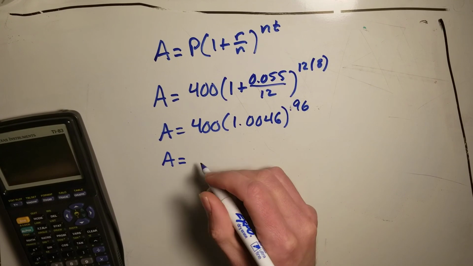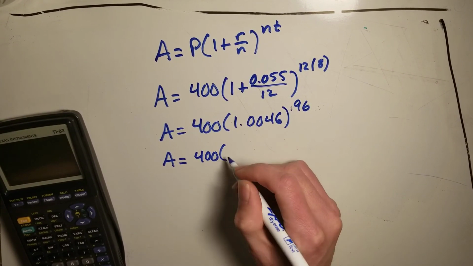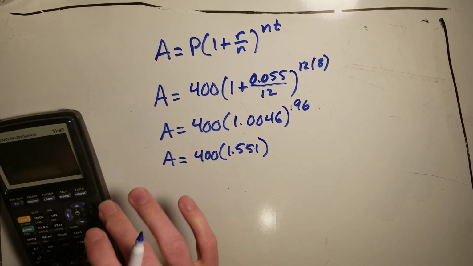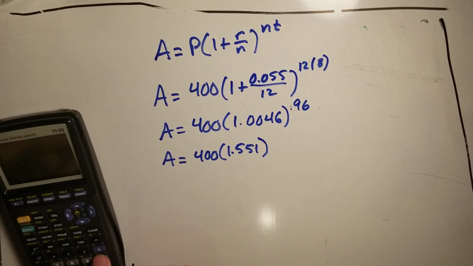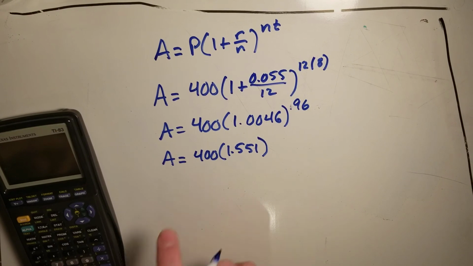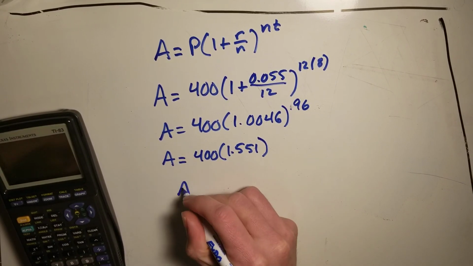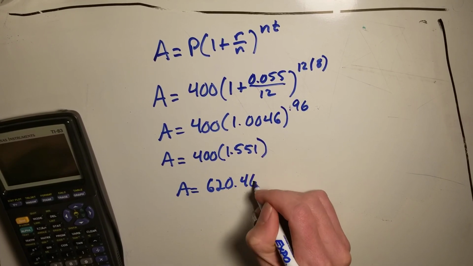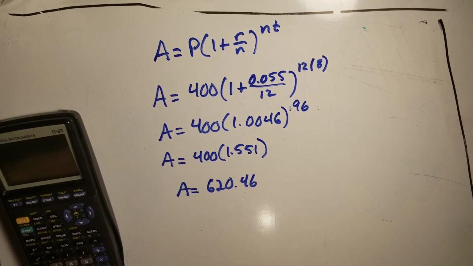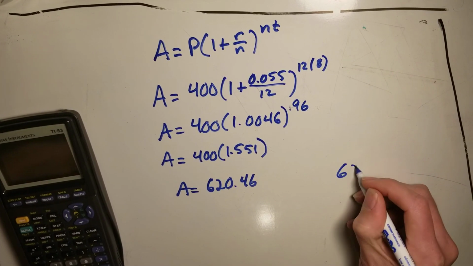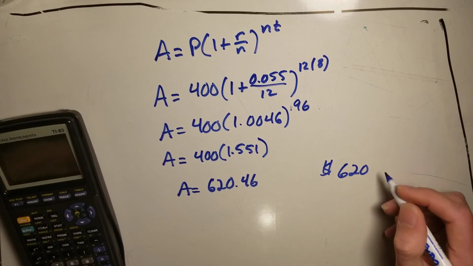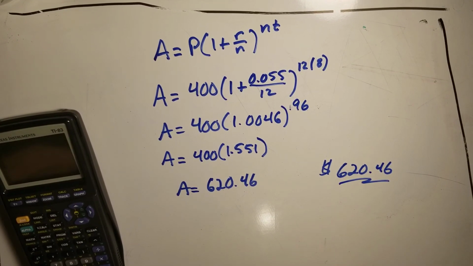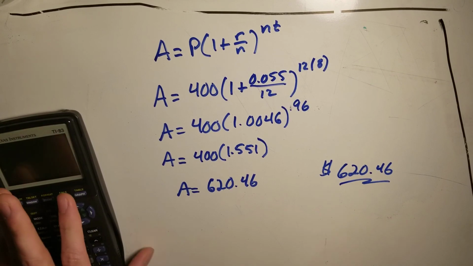So our final value will be 400 times the quantity 1.551. We'll round it there. Again, using the calculator, just save the last answer, do all rounding at the end. Multiplying this by 400. So for Elliot's investment, we have 620, and now we're going to round to the nearest hundredth, working with money. So Elliot has, after 8 years, his investment is worth $620.46. Okay, so that's how compound interest works.